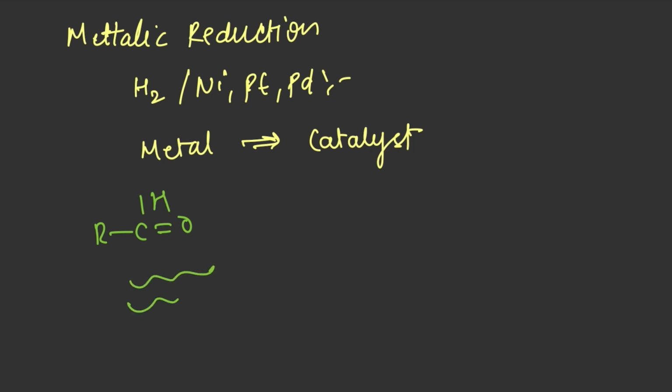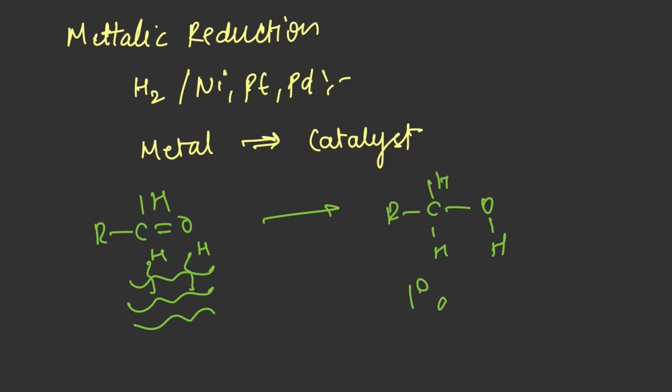So what happens on the metal surface? Hydrogen gets absorbed. This is a surface phenomenon. It attacks both on the same side. So it forms RCH2OH, 1 degree alcohol. So that's how it forms 1 degree alcohol with the syn addition.